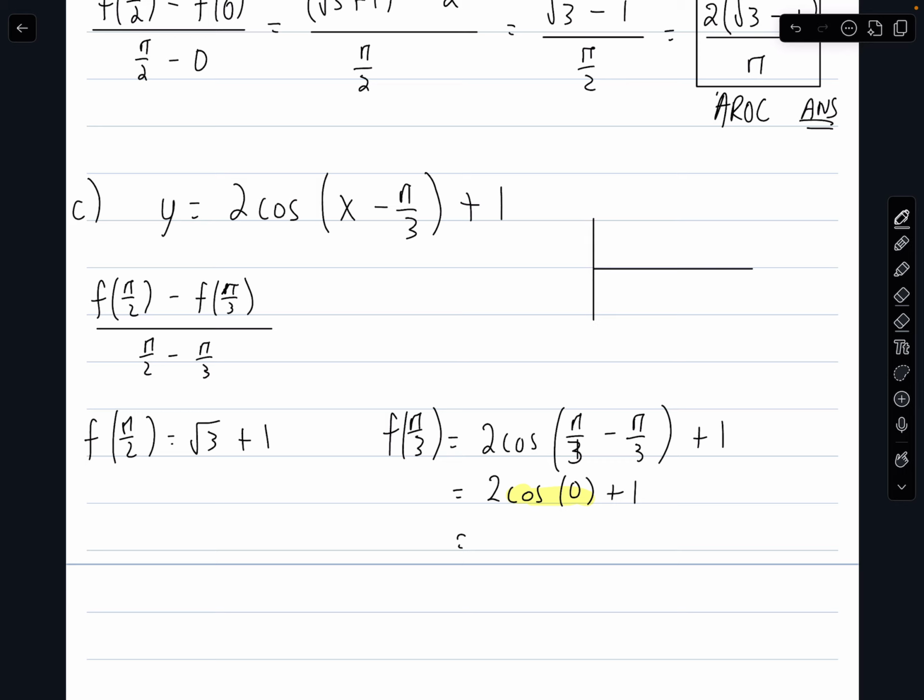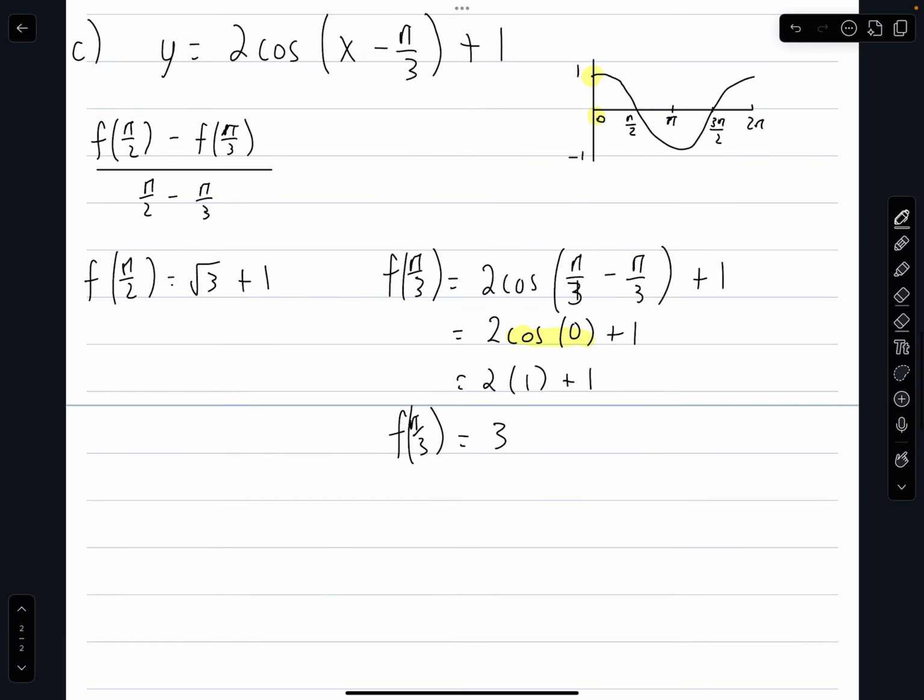So what you actually need to do is understand how this cosine function looks like. So we know the cosine function looks like this. 0, pi over 2, pi, 3 pi over 2, and 2 pi. And we know it's from 1 to negative 1. So at 0, we're actually at 1. So this is just going to be 2 times 1 plus 1. So it's important to know how the cosine function looks like in cases like this where you can't use the special triangle. So now you have 2 times 1, which is 2, plus 1 is 3. So f at pi over 3 is equal to 3.